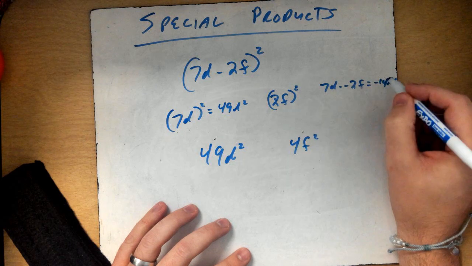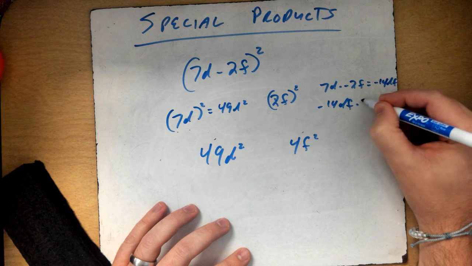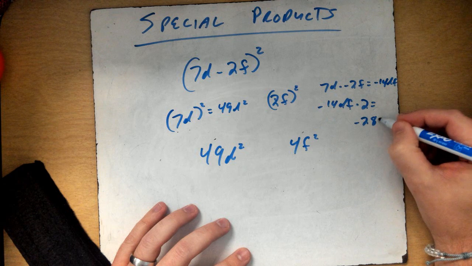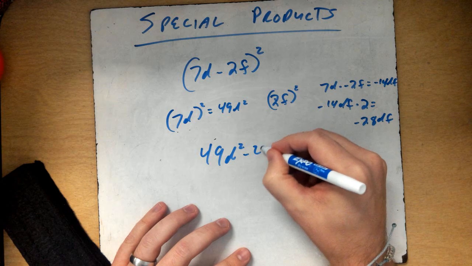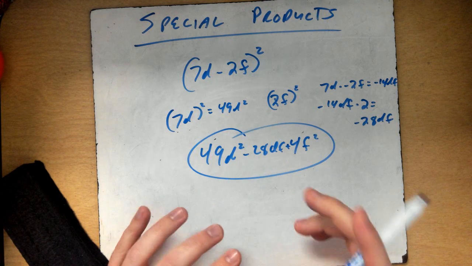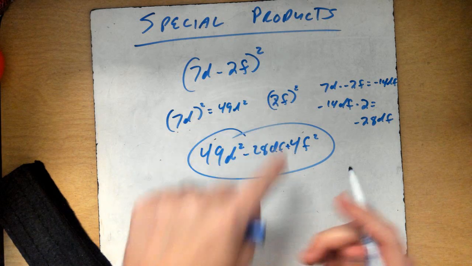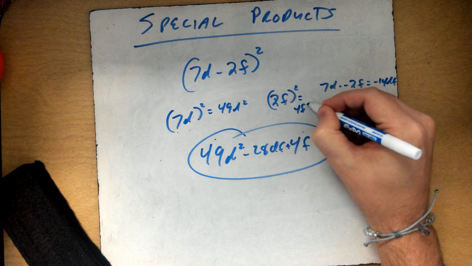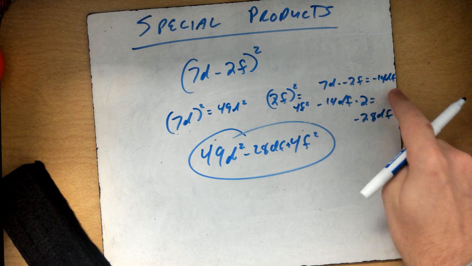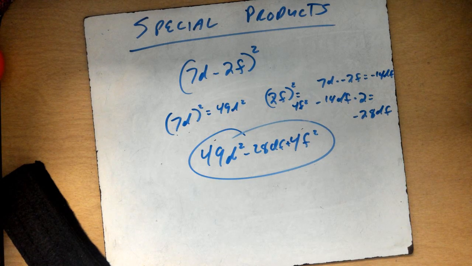Now take this negative 14df and multiply it by 2, and we have negative 28df, because negative 14 times 2 is negative 28, and that goes in the middle. So remember, square the first, boom. Square the second one, that equals 4f squared. Boom. Multiply the middle and then double it. Multiply it times 2.